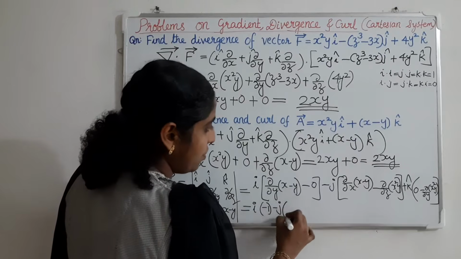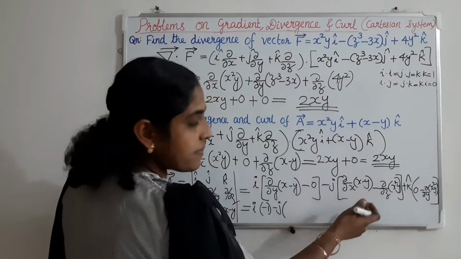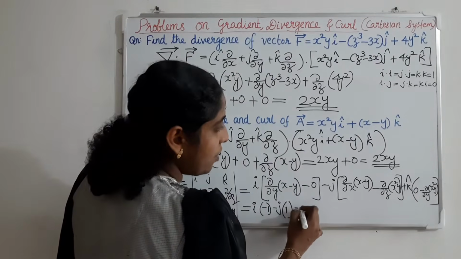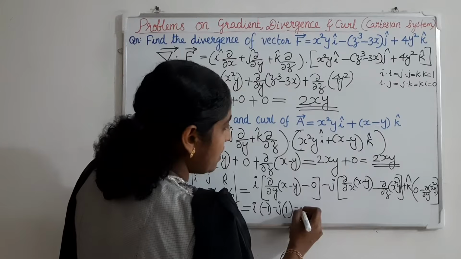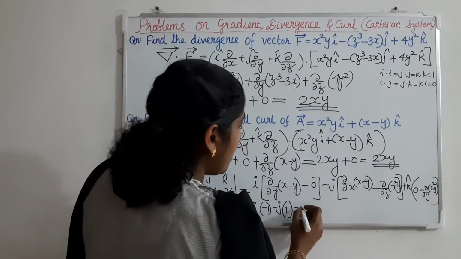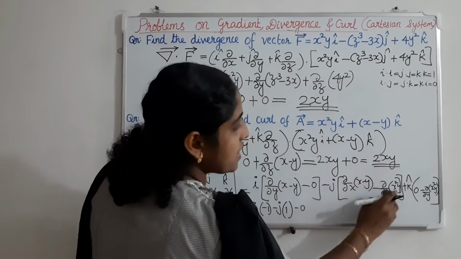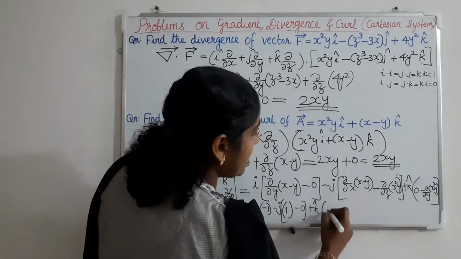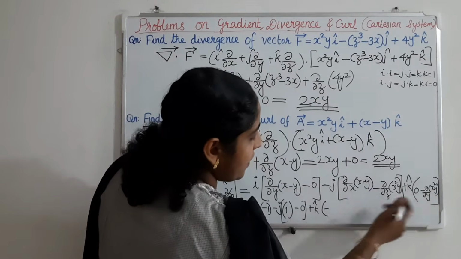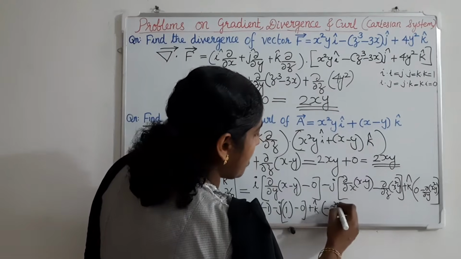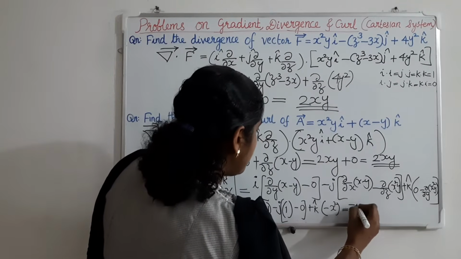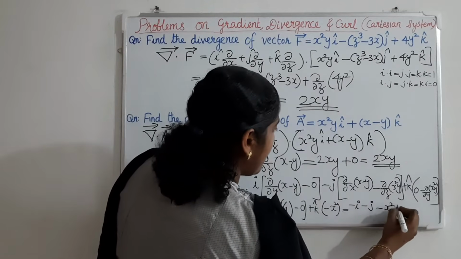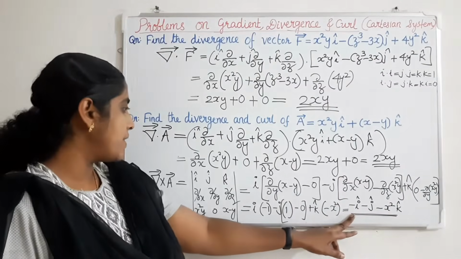Minus j into [∂/∂x of (x − y), that is 1, minus ∂/∂z of x²y, that is 0 because there is no z component there], plus k into minus of ∂/∂y of x²y, that is x². That is equal to −i − j − x² k. So this is the curl of the given vector.